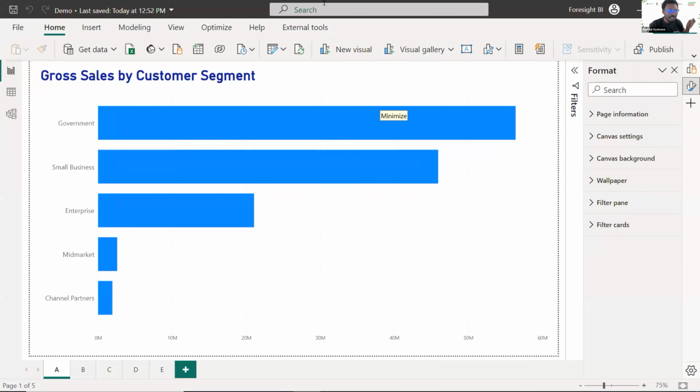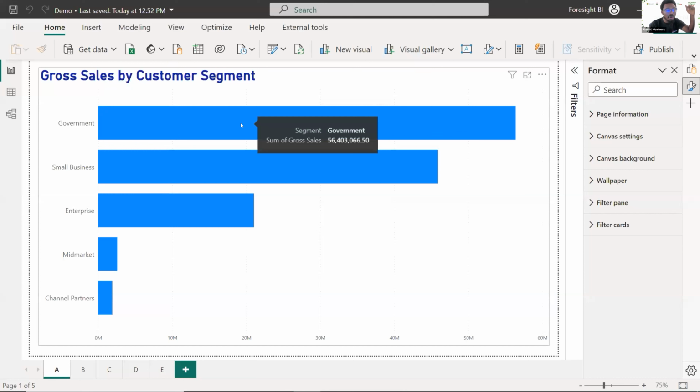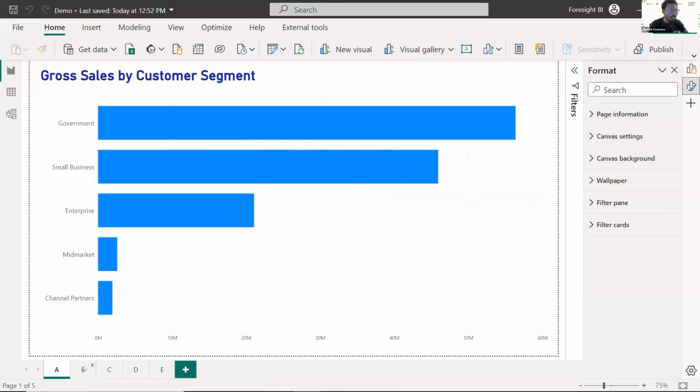Okay, so ranking, ratio, correlation, distribution. Yeah, so this is a ranking visual because it quickly tells me which customer segment has the highest sales. I can see the ranking, I can see the ordering of how my customer segments are, from government being the highest to channel partners being the lowest.